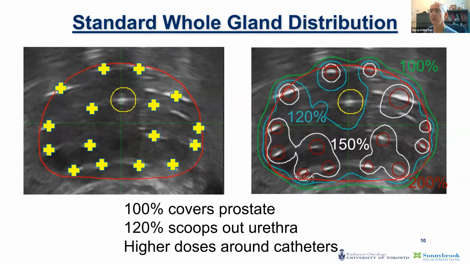I think we tend to have slightly hotter implants than Dr. Krauss does at William Beaumont. Our goal usually is to cover the whole prostate, as you see, with the 100% isodose, keeping the 120% usually in the peripheral zone. The 150% is usually quite tight around the catheters, and usually the 200% are discrete and non-coalescing, as you can see.